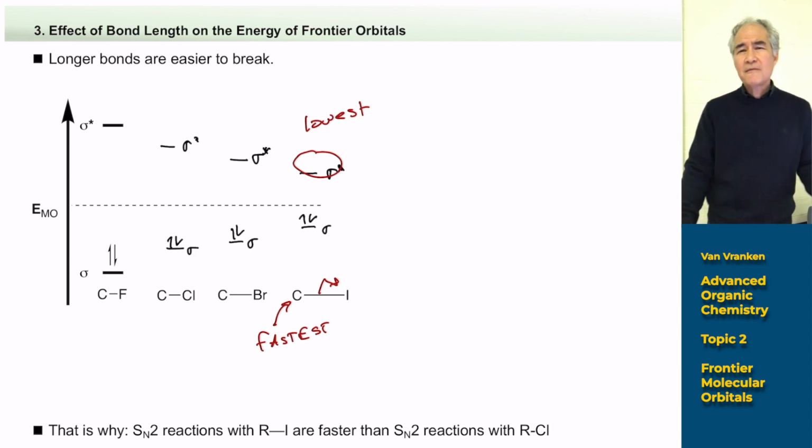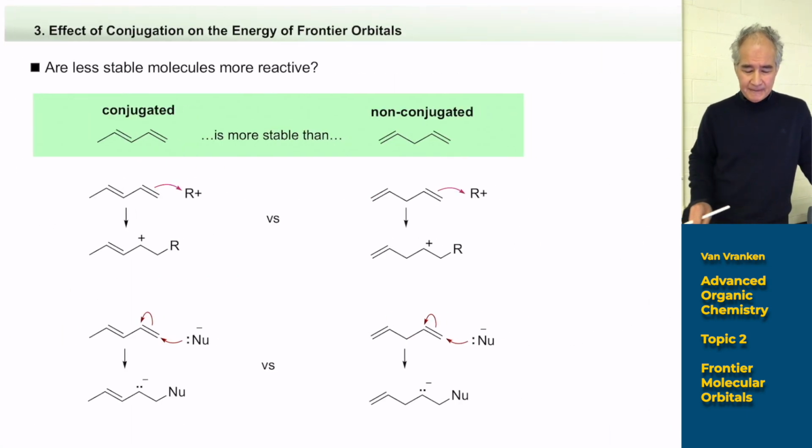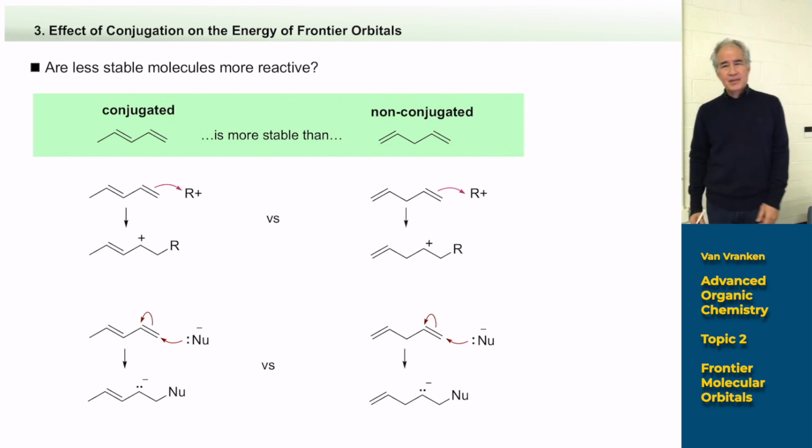And if you just knew this effect of bond length, you could have predicted that without creating any additional ideas about leaving group ability or something like that. Longer bonds are weaker. They're easier to break. They're more nucleophilic. Simple idea. Okay, let's switch from bond length.